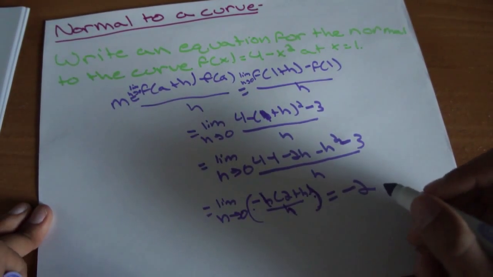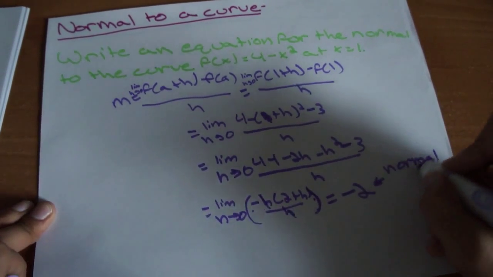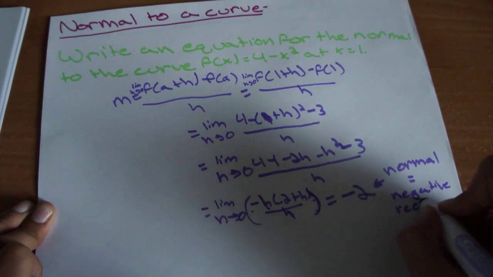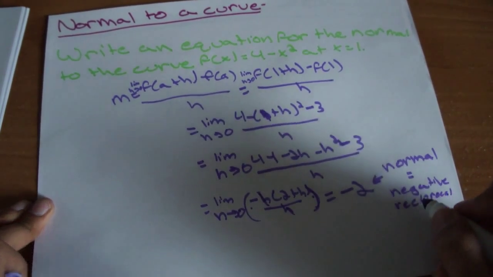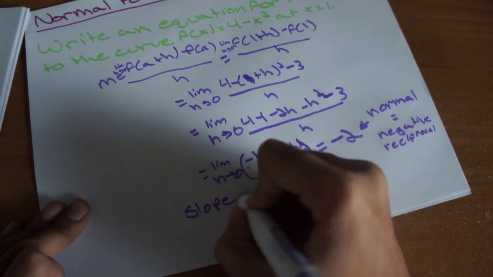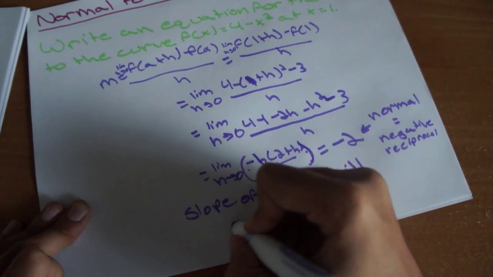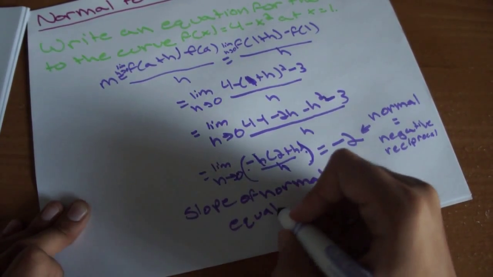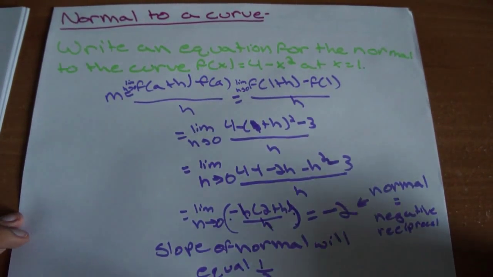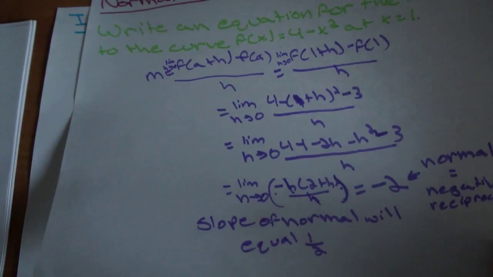Thus, the normal slope is the negative reciprocal, and thus we have that the slope of the normal will equal 1/2, because that is the negative reciprocal of negative 2. Now it asks to find an equation for this.